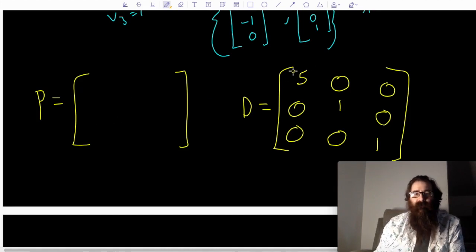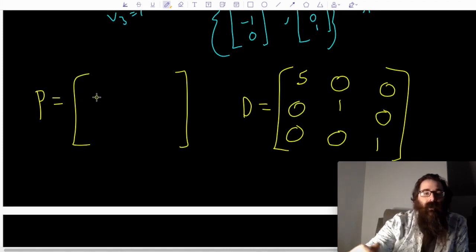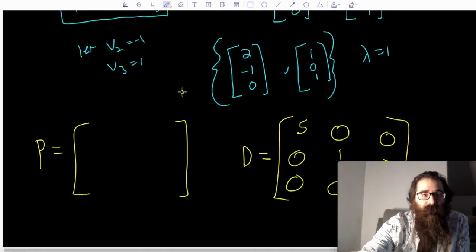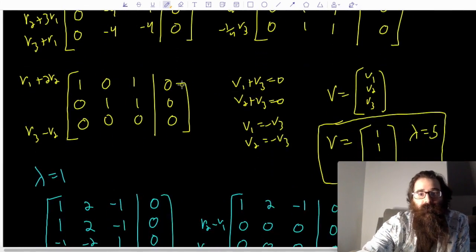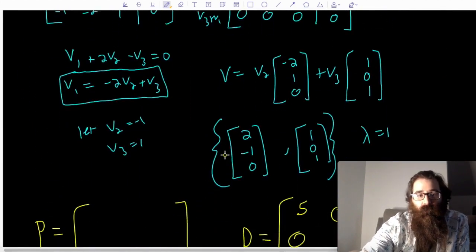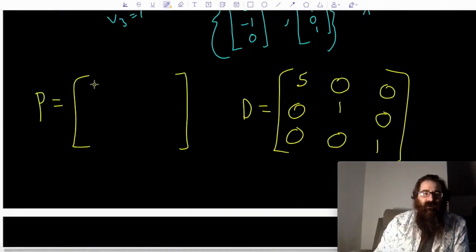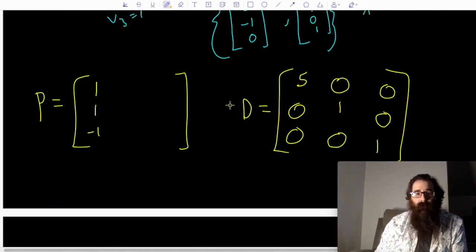So in this first column of D, the diagonal entry is eigenvalue 5. This first column of P better correspond to eigenvalue 5's eigenvector. What was that vector? It's right here. It was 1, 1, negative 1. And we said, well, you could have something like negative 1, negative 1, positive 1. That's still fine. Nothing to worry about.